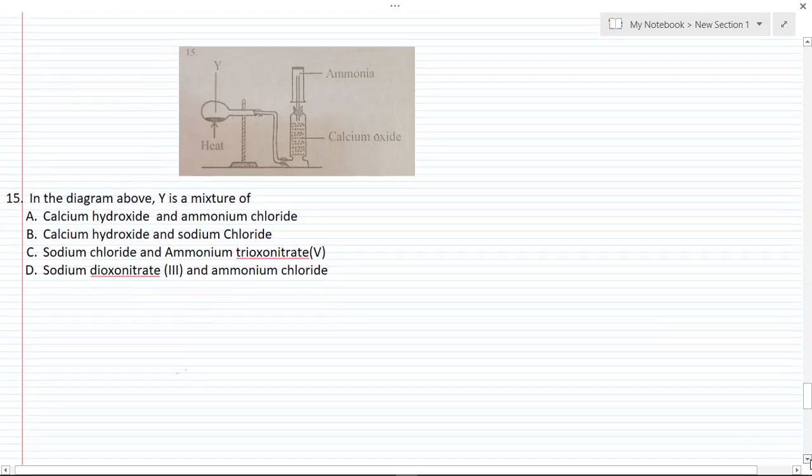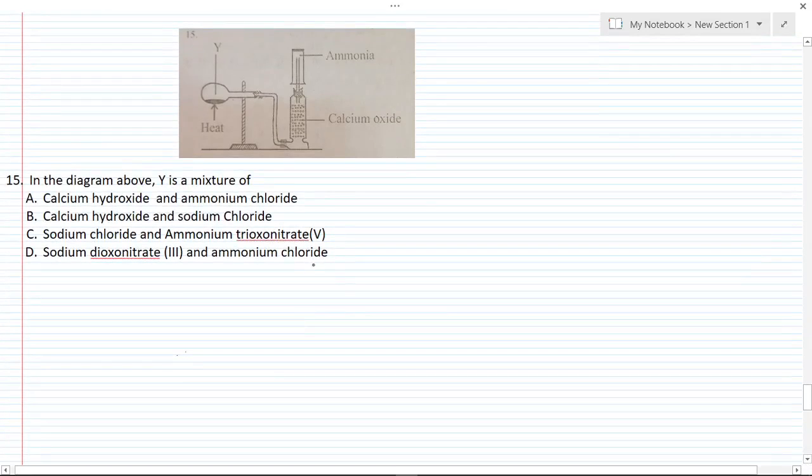Moving on to question 15. A pretty interesting question. In the diagram above, Y is a mixture of A, calcium hydroxide and ammonium chloride; B, calcium hydroxide and sodium chloride; C, sodium chloride and ammonium trioxonitrate 5; and D, sodium dioxonitrate 3 and ammonium chloride. To explain this, although I actually have an issue with this question, you would see what I'm talking about in a couple of minutes. So let's try to go over it.